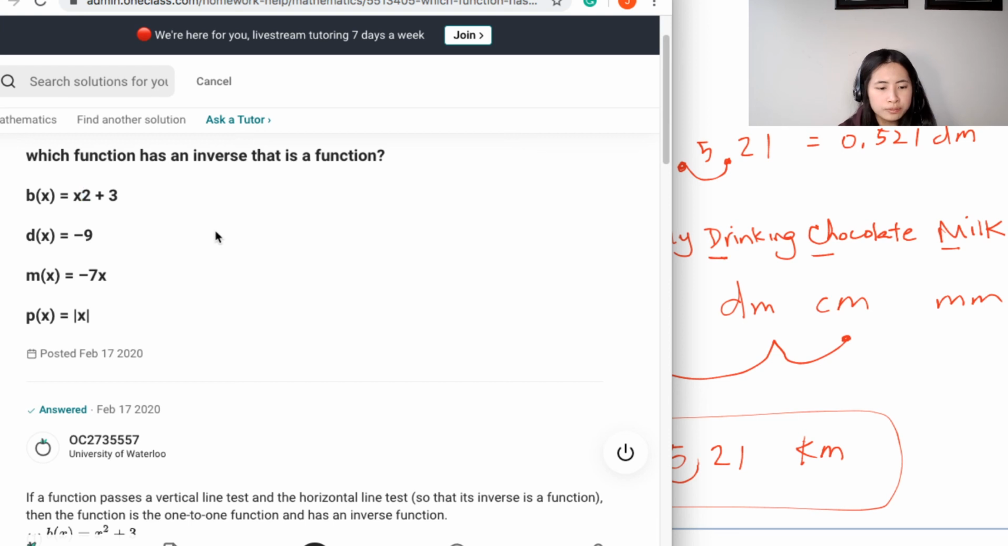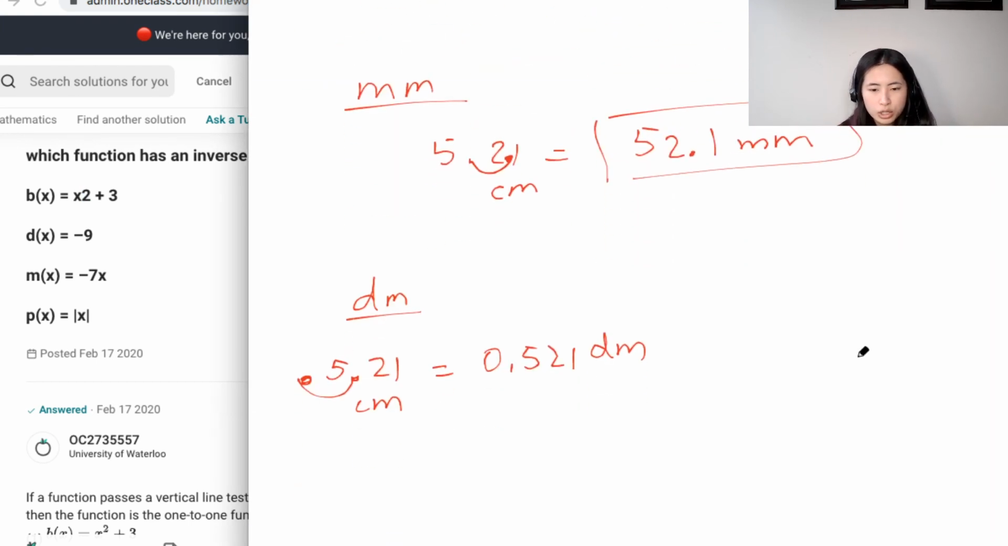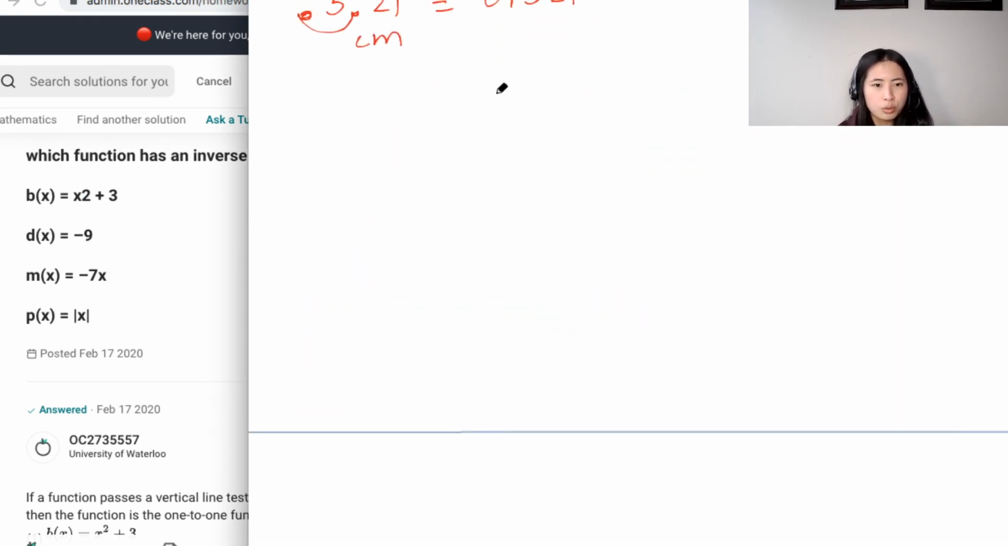Okay, so first of all, let me just quickly show you how each of the functions would be graphed based on just looking at the function. So we know that for b of x, it's a parabola, because it's a quadratic function.